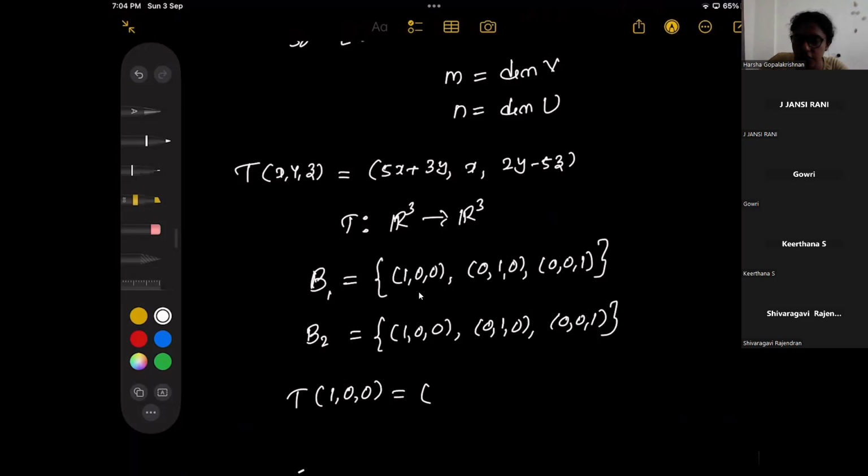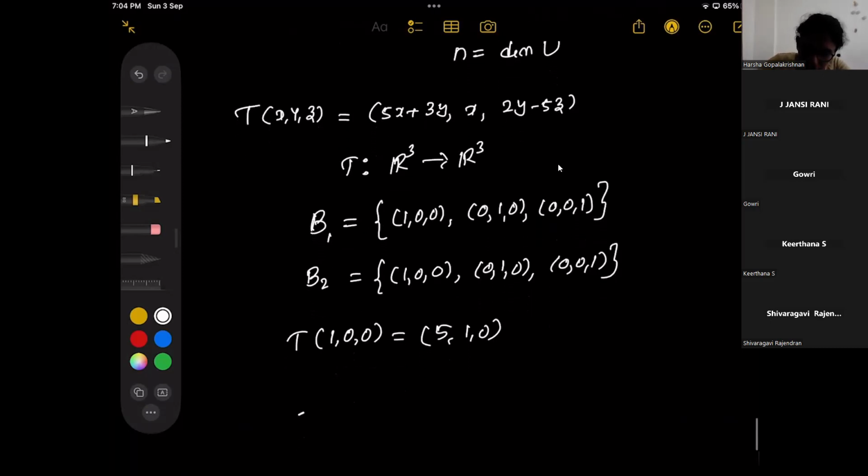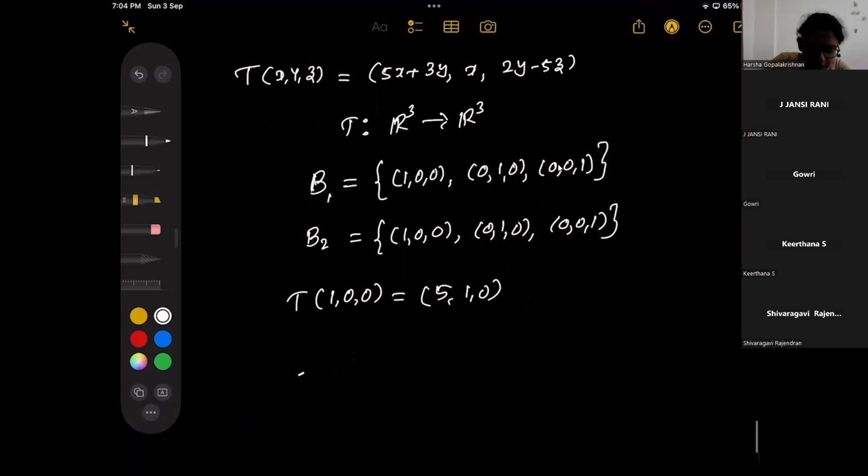What is T of 1, 0, 0? 5, 1, 0, right? 5, 1, 0. Okay, x is equal to 1 here, y and z are 0. So 5, 1, 0. Now what is the next step?